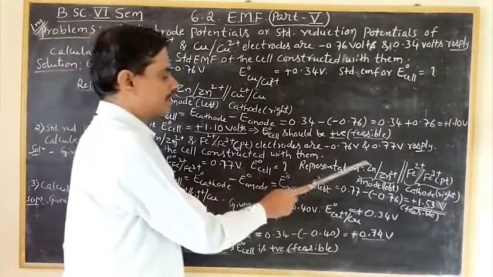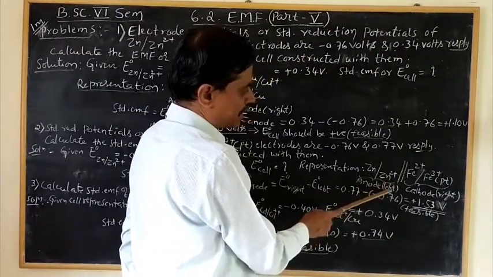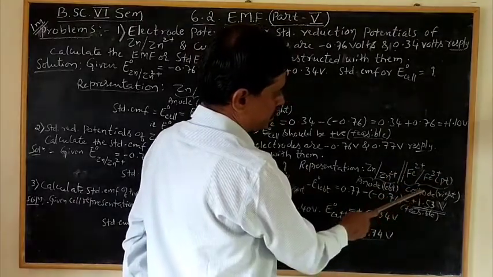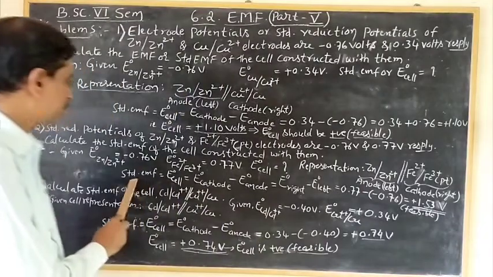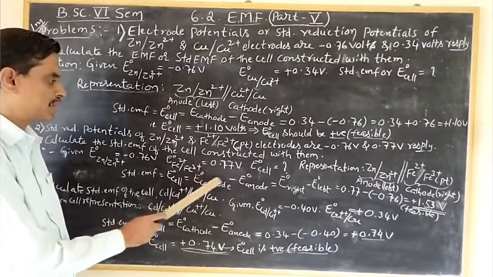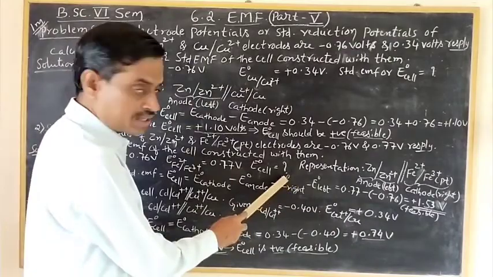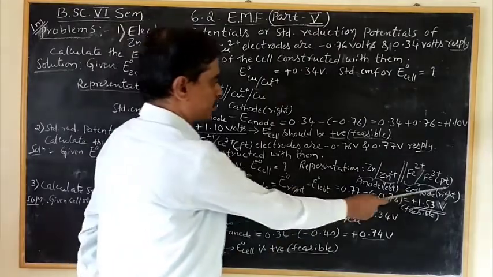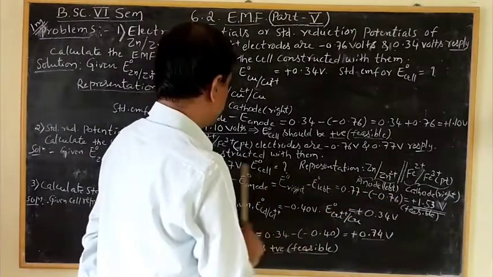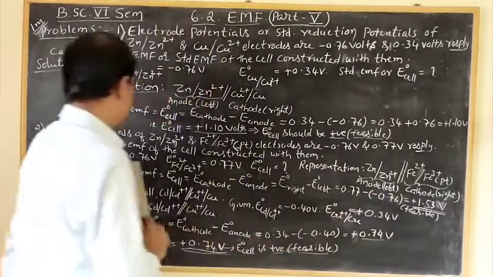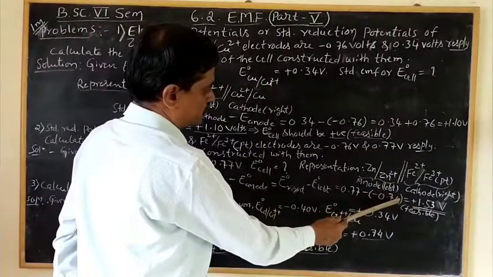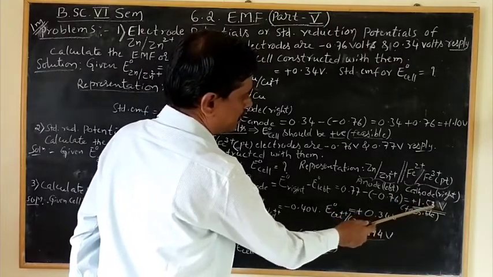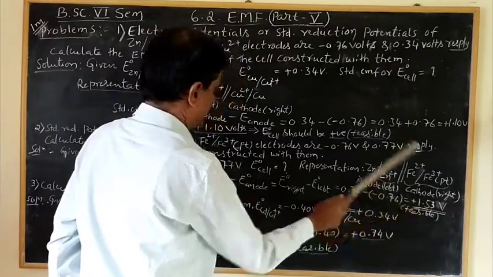The representation of this cell is Zn bar Zn2 plus, acting as the anode, this is the left side, double bar, Fe2 plus bar Fe3 plus, platinum. This is the cathode, the right side. So the formula for standard EMF: E0 cell is equal to E0 cathode minus E0 anode. Or you can write this another way also: E0 right minus E0 left. So right is this one, 0.77 volts, minus left, minus 0.76 volts. After simplification you will get again a positive quantity, plus 1.53 volts. It indicates that this is also feasible.